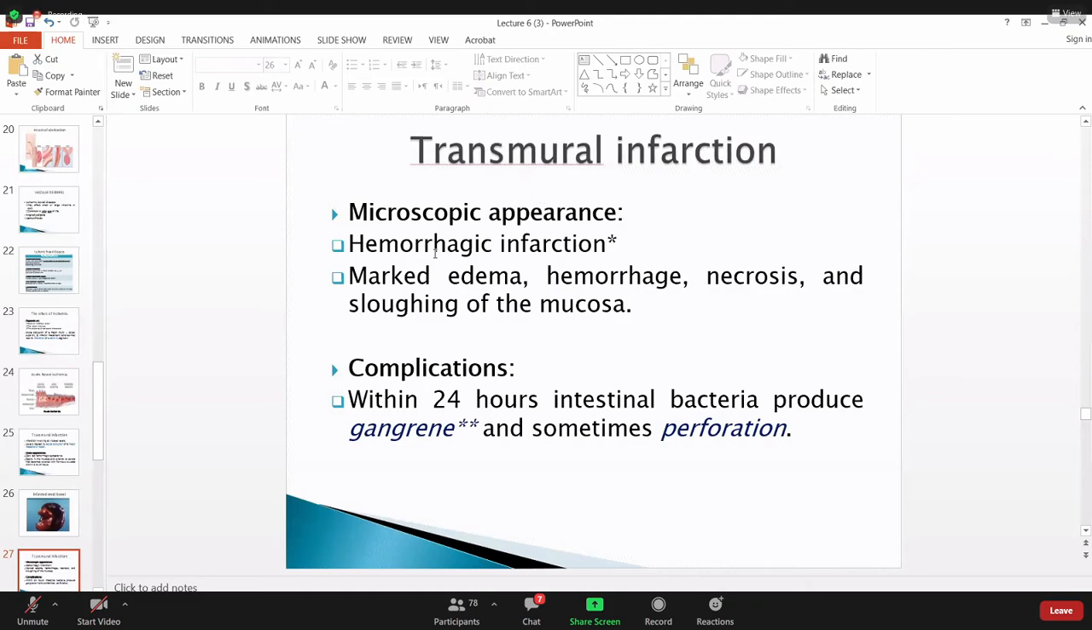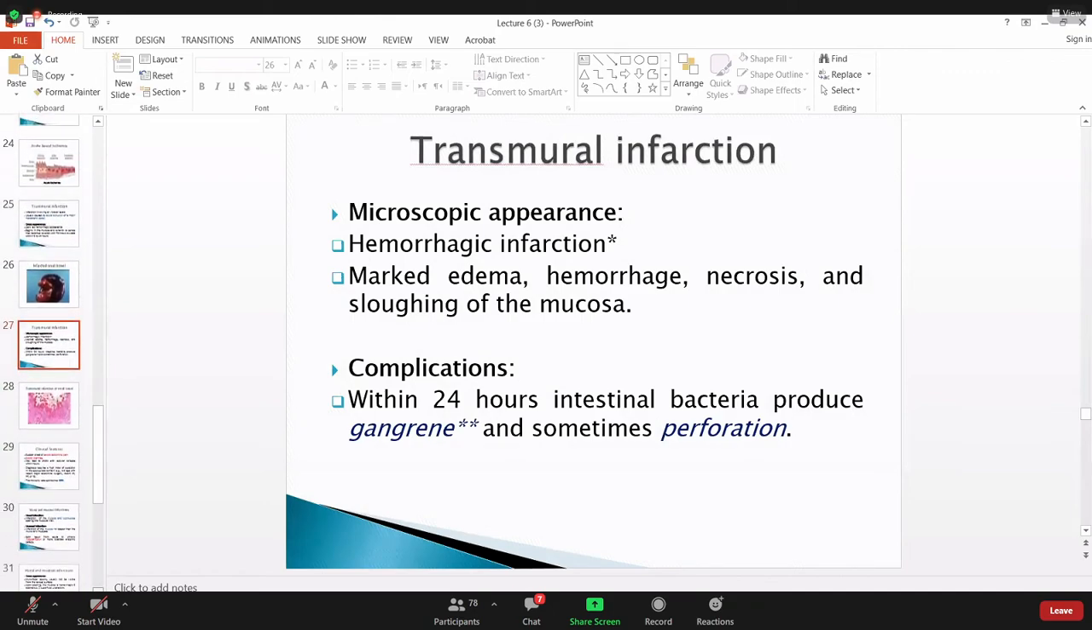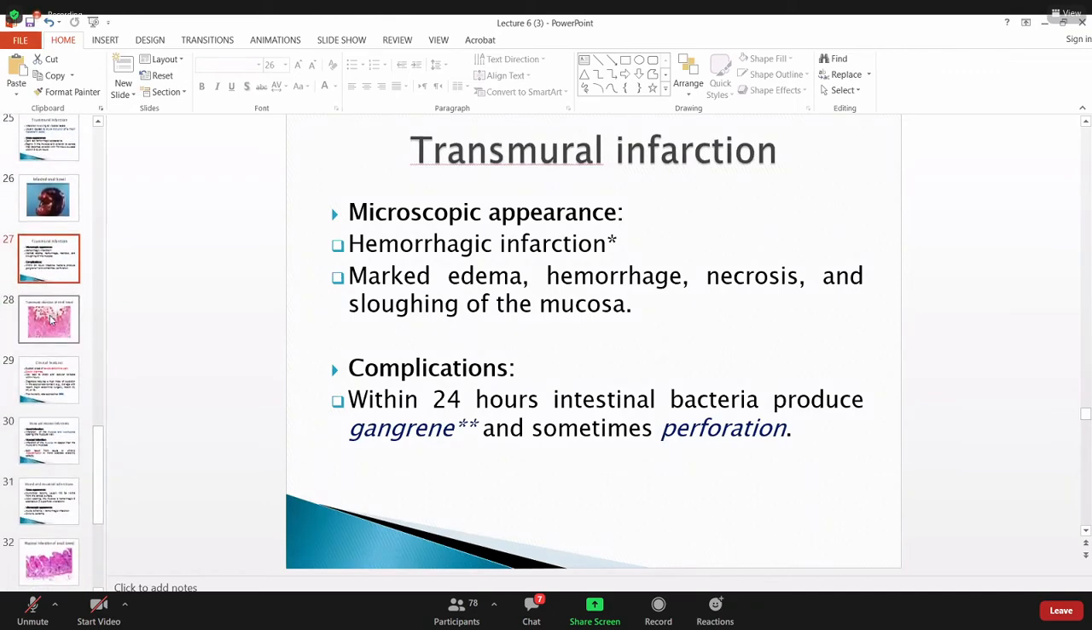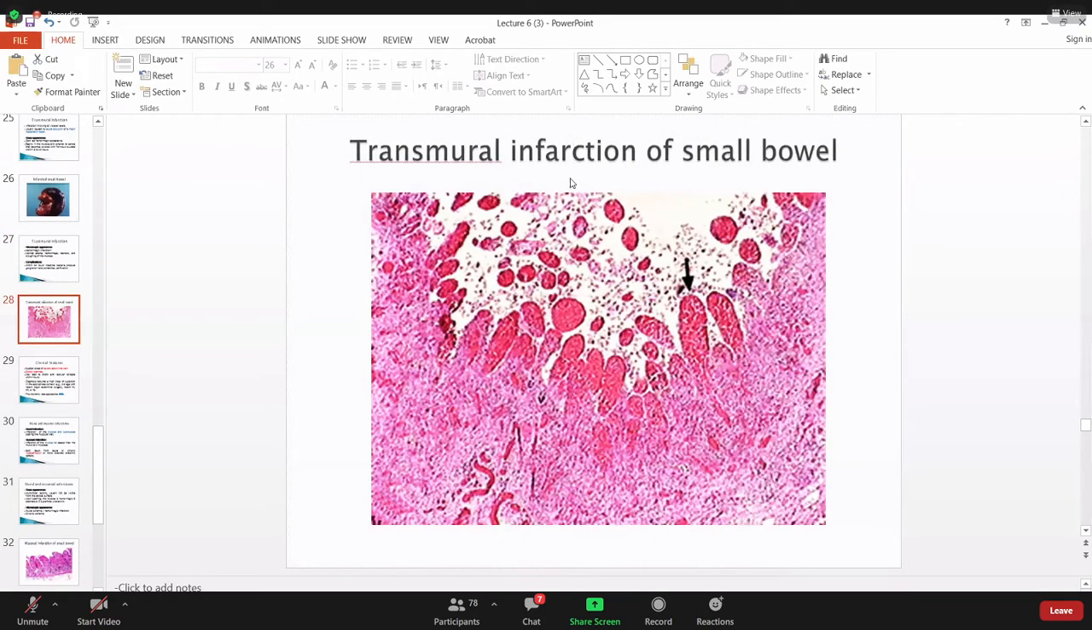Microscopic appearance: there is full thickness involvement with sloughing of the mucosa. And the complications, as we said, within 24 hours intestinal bacteria produce gangrene, sometimes perforation, total perforation. When perforation occurs the prognosis is dismal, meaning treatment of the patient becomes very difficult. So it is one of the emergencies related to the GI. This is the appearance of transmural infarction: you can't see the mucosa, submucosa and muscle layer, it is all necrosis.